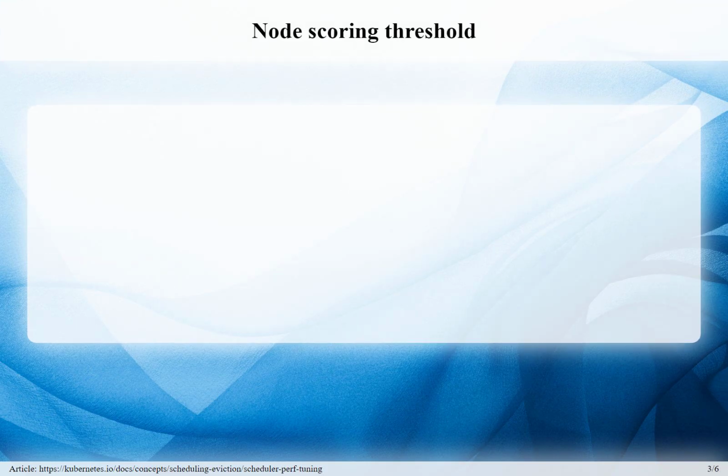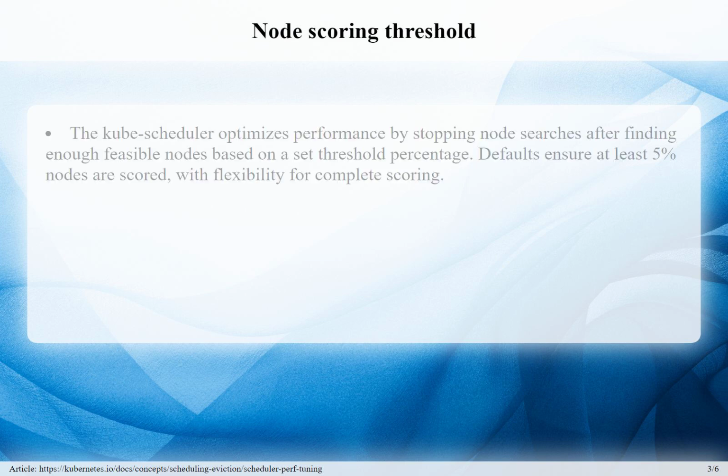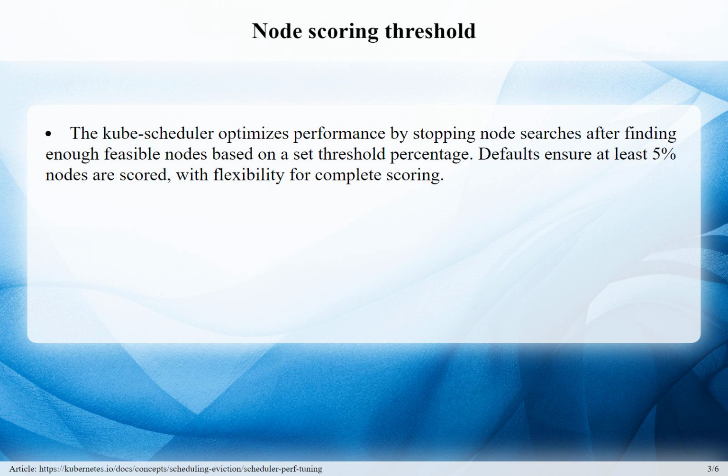Node scoring threshold. The kube-scheduler improves scheduling by limiting node searches once enough feasible nodes are found. This is helpful in large clusters, saving time over the naive method of examining every node. Users set a threshold percentage of nodes. The scheduler converts this into a number, stopping when this is exceeded to score nodes. By default, Kubernetes uses a formula to set the threshold, ensuring at least 5% of nodes are always scored. For complete scoring, set the threshold to 100%.